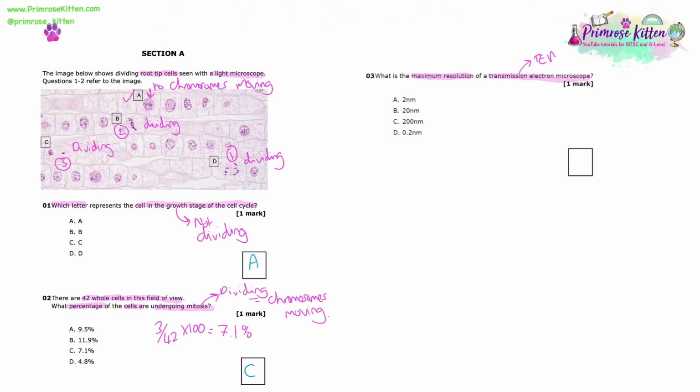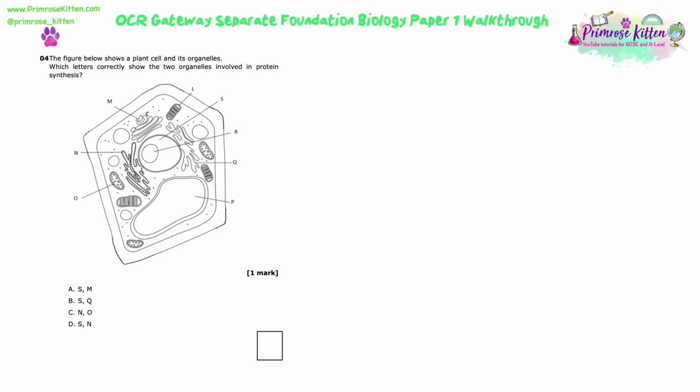Question 3 then, what's the maximum resolution of a transmission electron microscope, otherwise known as a TEM? This one has a very high resolution, the highest resolution of all the microscopes. It can actually see down to individual atoms. It's been used to visualize an atom. So we need the smallest number. This is one of those numbers you can just learn. So you can just learn that the resolution of a TEM is 0.2 nanometers. But on this list, if we weren't sure, I'd always go with the smallest for a TEM because it really is very, very small.